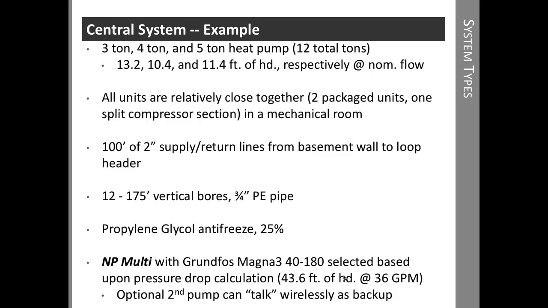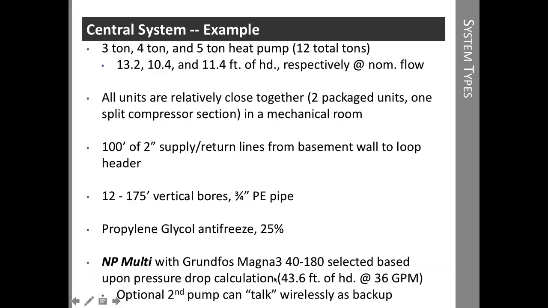All right, so this is an example with the exact same heat pump equipment we had on the previous distributed example. We have 12 tons, a 3, 4, and 5 ton unit. Again, they're in the same mechanical room, same ground loop, but this time instead of using a flow center for each heat pump, we're using the NP Multi, which uses a Grundfos Magna 3 40-180, and it's controlling flow based upon the zone valves or the motorized ball valves opening and closing.